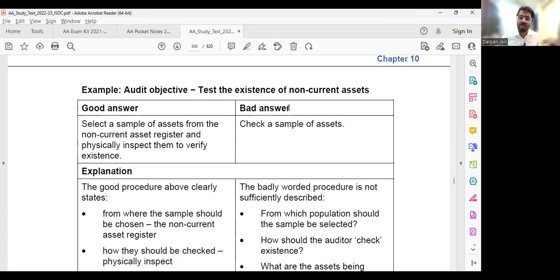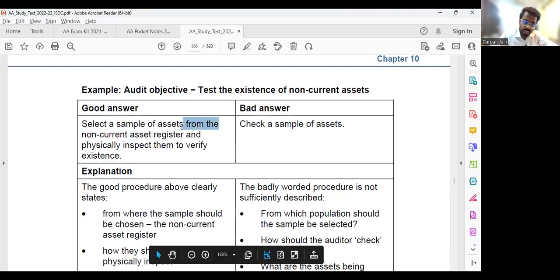The company can have multiple factories and multiple offices. So where is that fixed asset located? You need that information, right? You need the information of where each asset is located and what the value of each asset is. So what do you ask from the client? You ask from the client a non-current asset register. Remember, you ask from the client a non-current asset register or a fixed asset register.